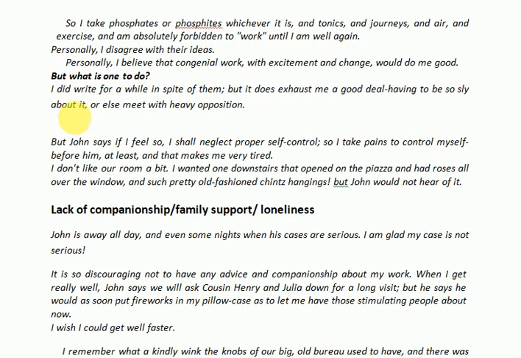And I, as you say, I did write for a while in spite of them, but it does exhaust me a good deal having to be so sly about it, or else meet with heavy opposition. Whenever she has to write, she has to do that sneakily, and she hides that from them because they do not allow her to do this writing. And thus this hiding and this sneaky writing exhausts her a good deal, which is not good for her mental conditioning.